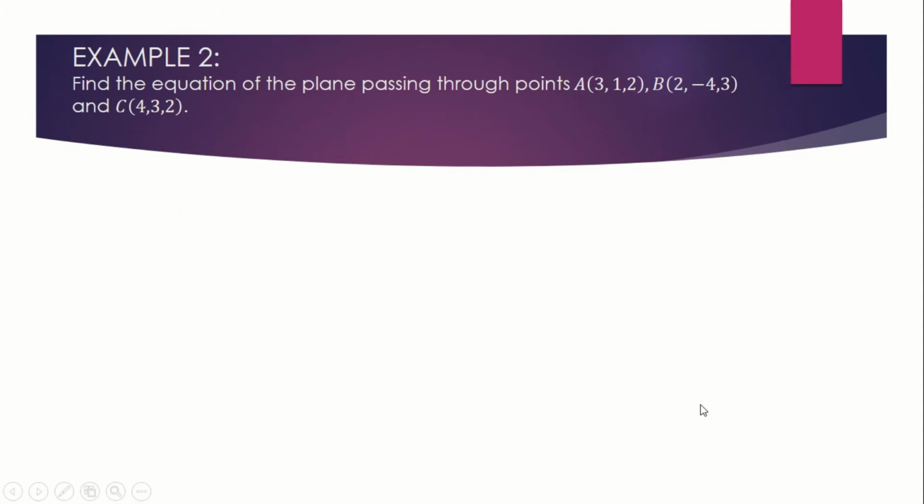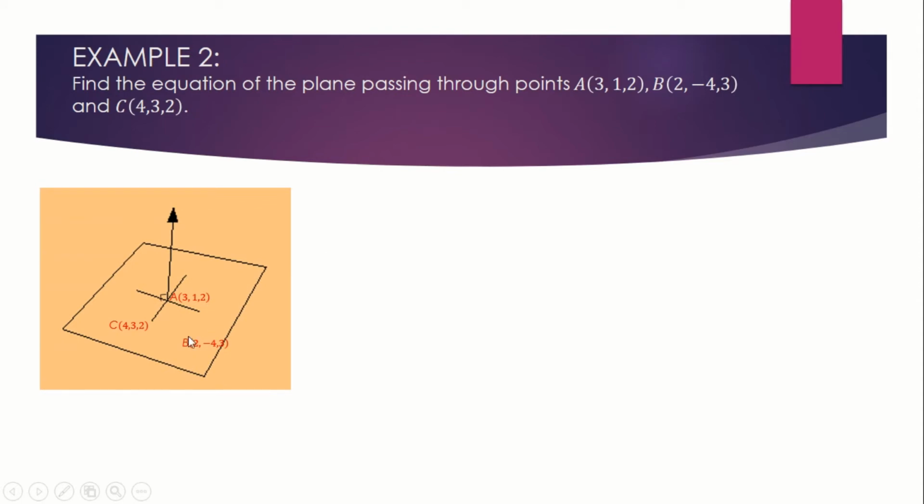This is the second example, where we are going to find the equation of a plane passing through 3 points, A, B, and C. This is the situation of the plane with 3 points on it. We can find the vector AB and vector AC here. If you look here, we have vector AB as (negative 1, negative 5, 1) and vector AC as (1, 2, 0).